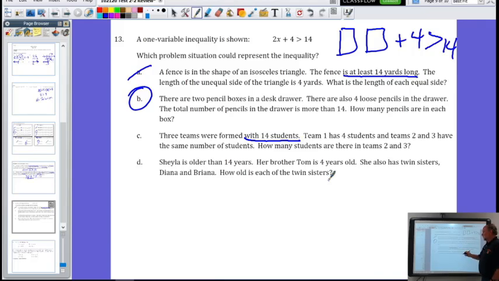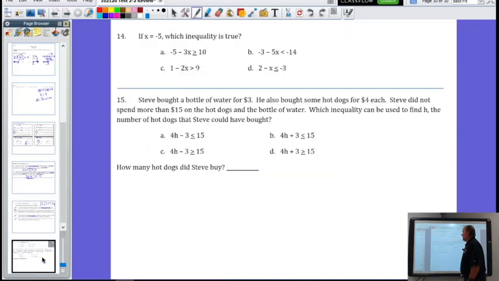And so it's Sheila is older than 14 years old, but it has no comparison to the sisters, the twins. So this one doesn't even make any sense, so it's out. So the only answer is B. Right? Now, number 14. What I'm expecting you to do on number 14 is a calculator problem.